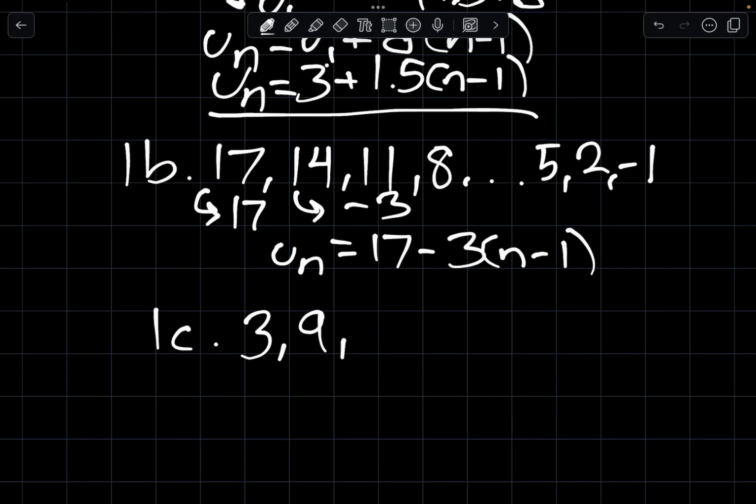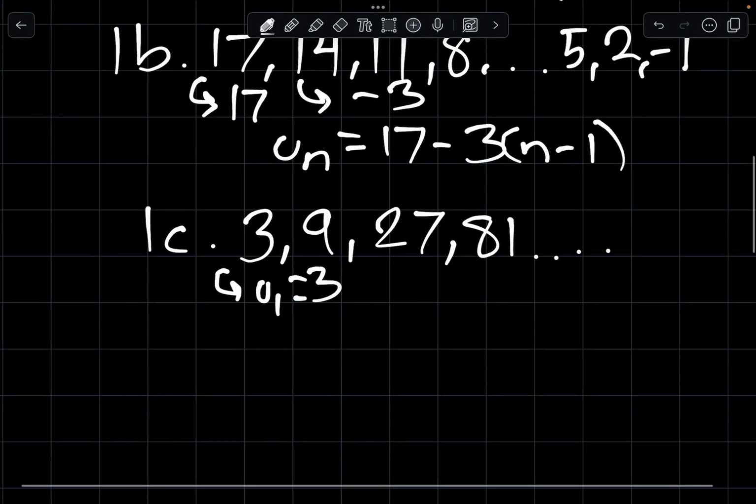Okay, 1C is next. Our sequence here is 3, 9, 27, 81, dot, dot, dot. When I'm looking at this, I see there's no simple addition that'll get me from each one. We have plus 6, and then plus 18, and so on. So obviously there's no simple addition here, but you can still recognize that U1 is going to be equal to 3. And in cases like this, it's pretty easy to see that the next number is just going to be the first number squared, cubed.